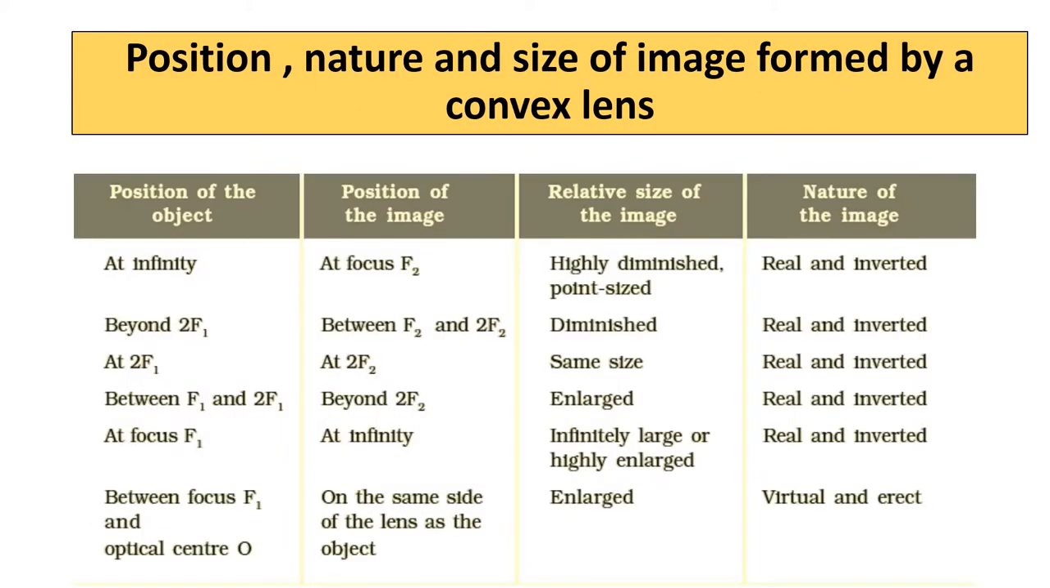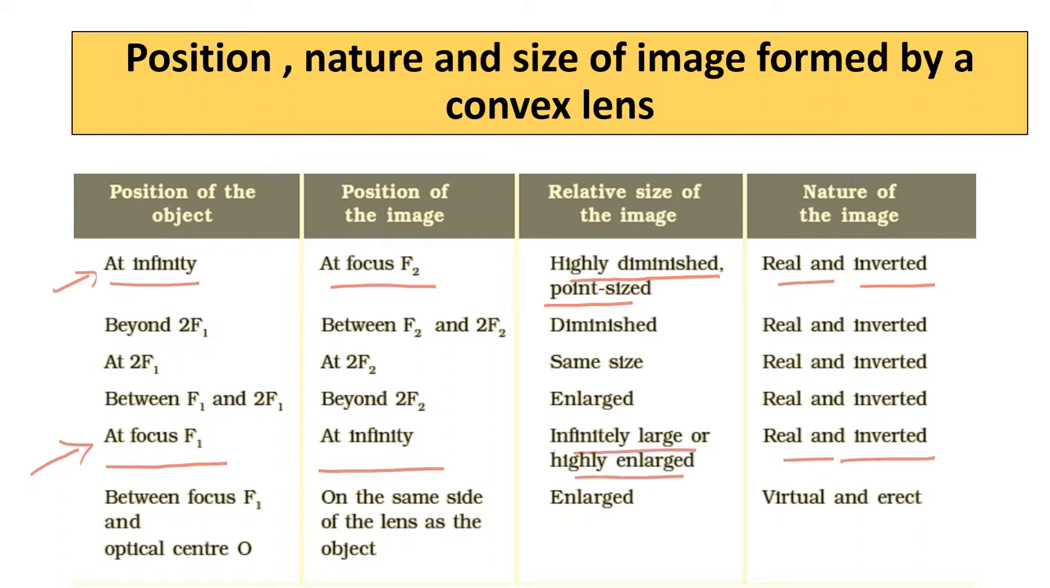Let us summarize the position, nature and size of the image formed by a convex lens. When the object is at infinity, the image is at F2. And when the object is at F1, the image is at infinity. In the first case, when the object is at infinity, the image will be highly diminished, point sized, real and inverted. And when the object is at focus F1, the image will be highly enlarged. It is real and inverted.